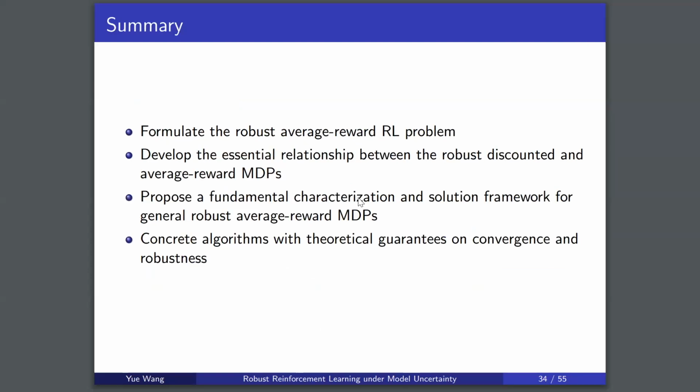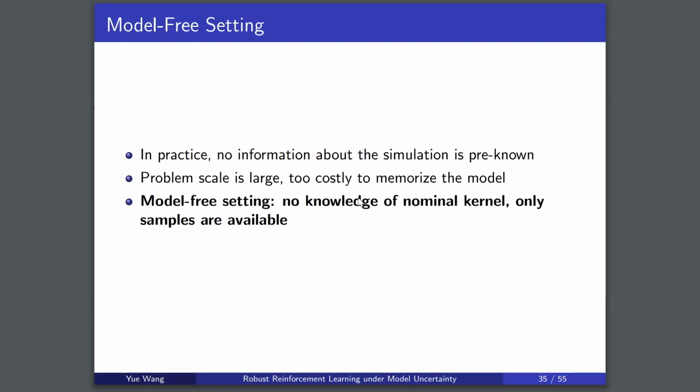So to summarize, in the first part, we developed this model-based approach, which established an essential relationship between the discounted MDP and the average reward MDP. And we proposed a fundamental characterization of the average reward MDP. And we developed a concrete algorithm with theoretical guarantees on convergence and robustness.